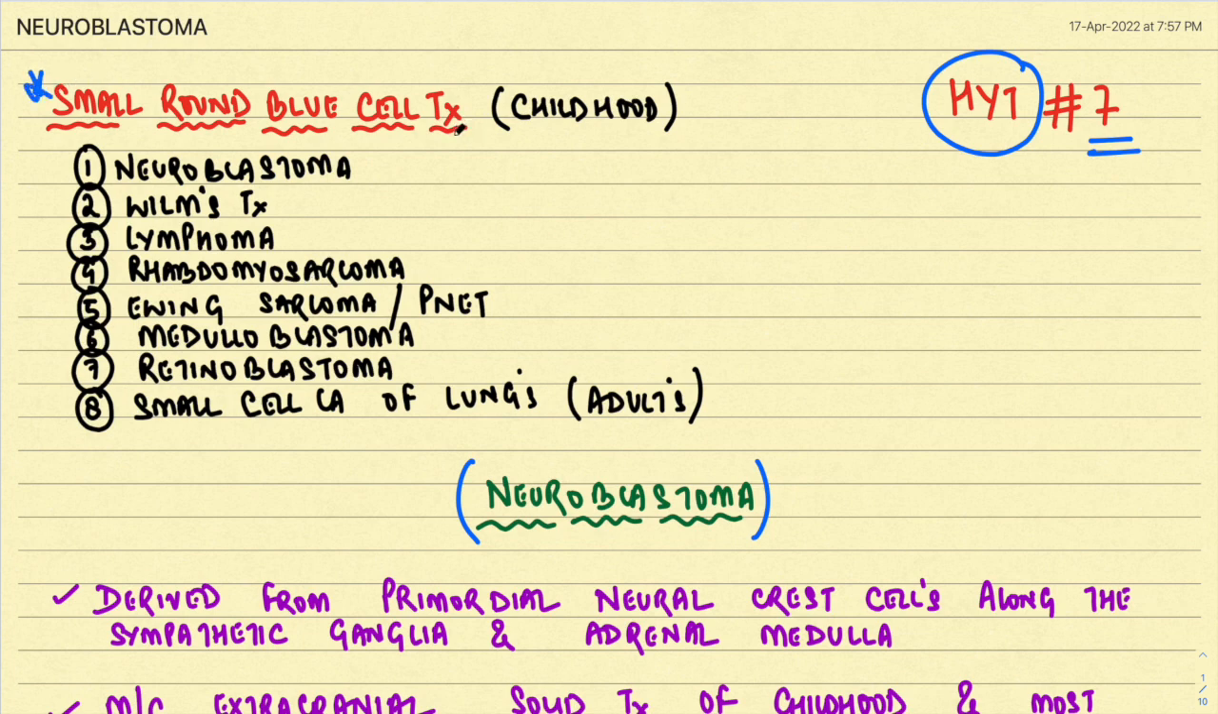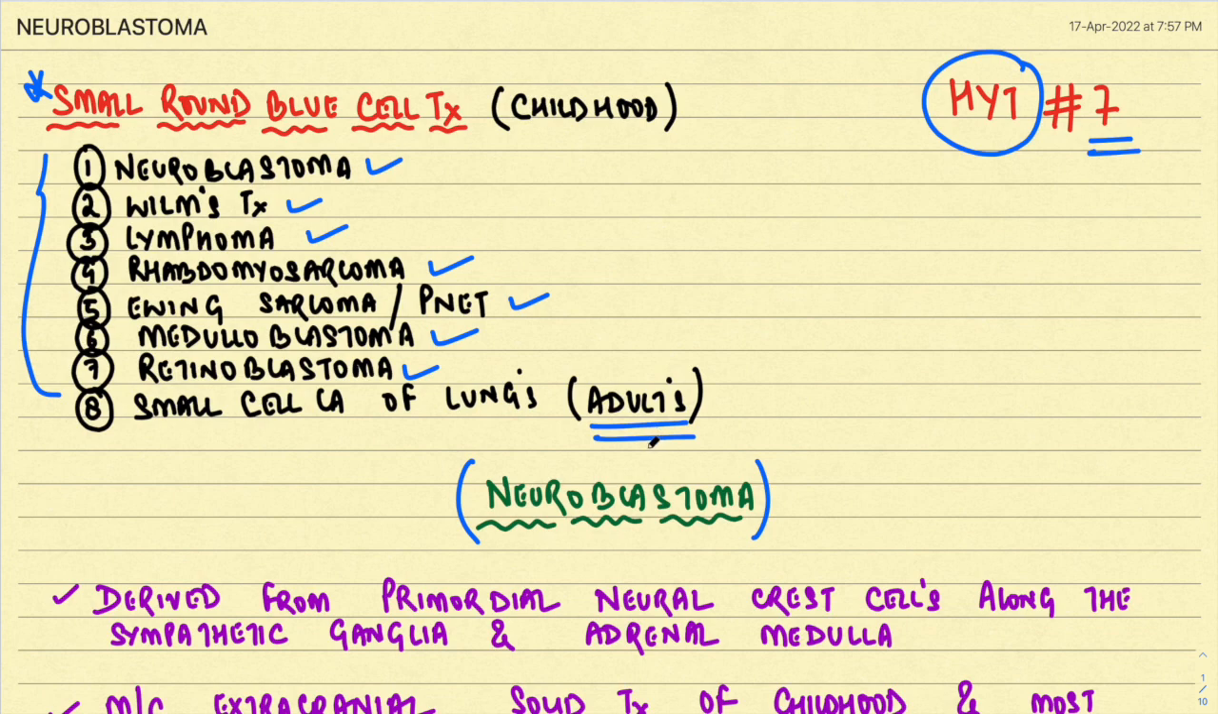Today we are going to resume our high yield topic number 7, and as you can understand, today's topic of discussion is neuroblastoma. Neuroblastoma is one of the very important adrenal medullary tumors, and it is one of the components of the small round blue cell tumors of childhood. The small round blue cell tumors of childhood comprise neuroblastoma, Wilms tumor, lymphoma, rhabdomyosarcoma, Ewing sarcoma or PNET, medulloblastoma and retinoblastoma. These are the very important components of the small round blue cell tumors of childhood. There is another small round blue cell tumor which affects especially adults, that is the small cell carcinoma of the lung.